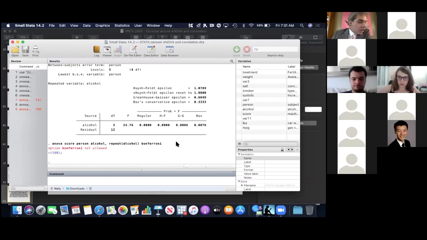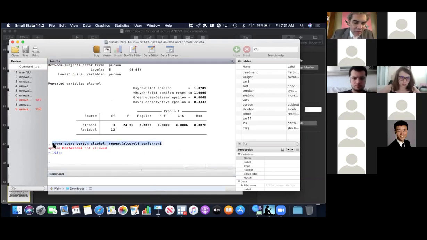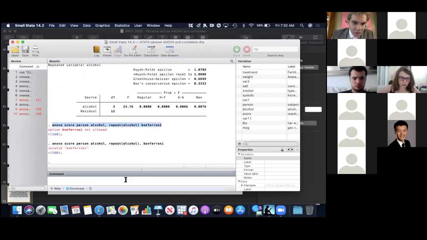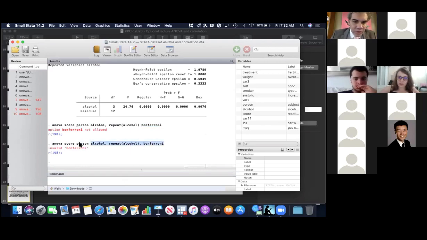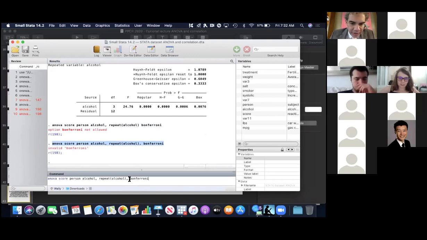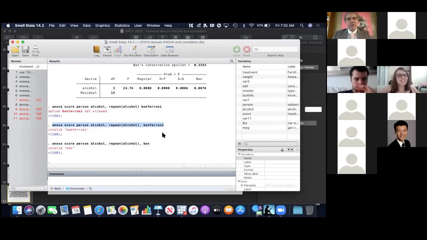Okay, let me see if a comma before Bonferroni works. No. Okay, I'll search it and I'll send it to you by mail. Okay, let's go. Let's go with Kruskal Wallis because we are a little bit late. Let's see with Bonferroni. No. Okay, I'll search it and I'll send it via mail. Sorry.